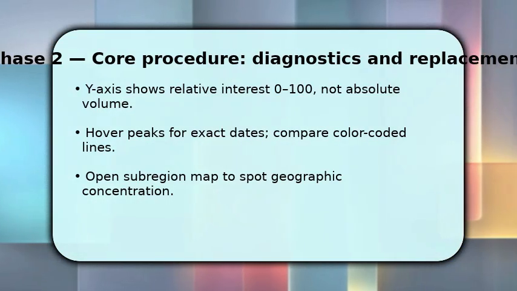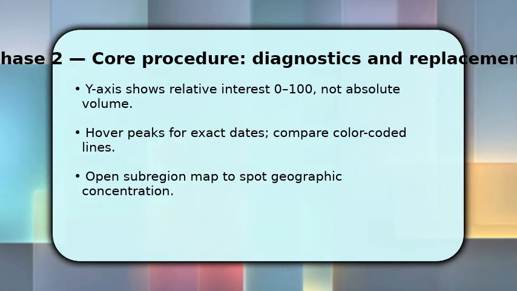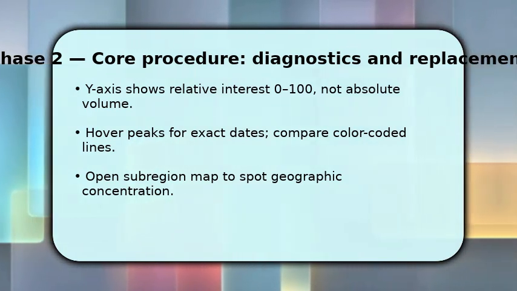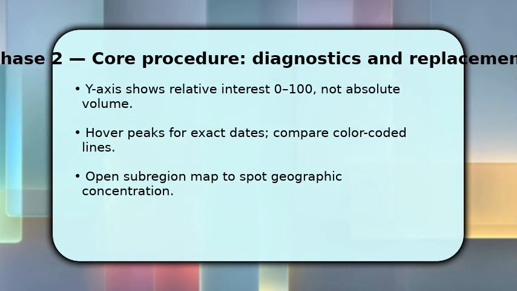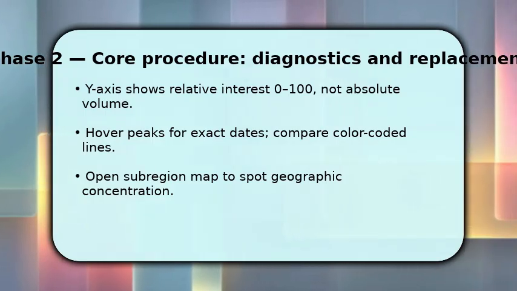Now, focus on what the graph actually shows. The vertical axis is relative interest from 0 to 100, so peaks are comparative, not raw counts. You should hover each colored line to reveal exact dates and relative values. This helps you align events with spikes.